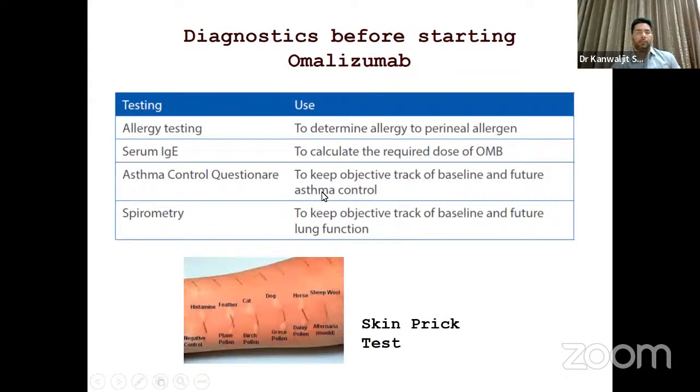So what do we have to consider before starting the omalizumab therapy? First, we have to do the allergy testing, that is skin prick test or the specific IgE levels. And we have to check the total serum IgE levels. We ask the patient to do an asthma control questionnaire to categorize and to check for future asthma control. Then we do spirometry for future lung function testing, also for comparison.